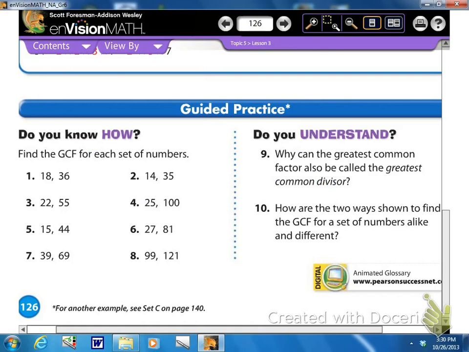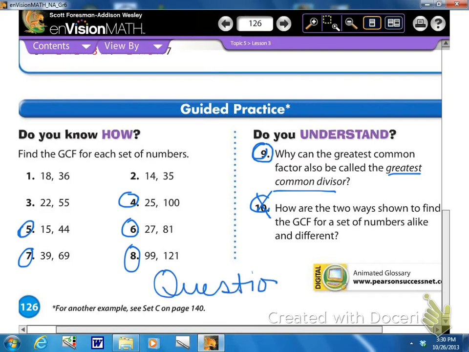Okay, you guys go ahead and start your homework, which would be to finish and do 4, 5, 6, 7, and 8. And go ahead and think about question 9. Why can the greatest common factor also be called the greatest common divisor? And then how are the 2 ways shown to find the greatest common factor for a set of numbers alike and different? You know what, don't do 10. We'll talk about it in class, but definitely try to answer number 9 and come to class with a question. And I'll see you tomorrow.